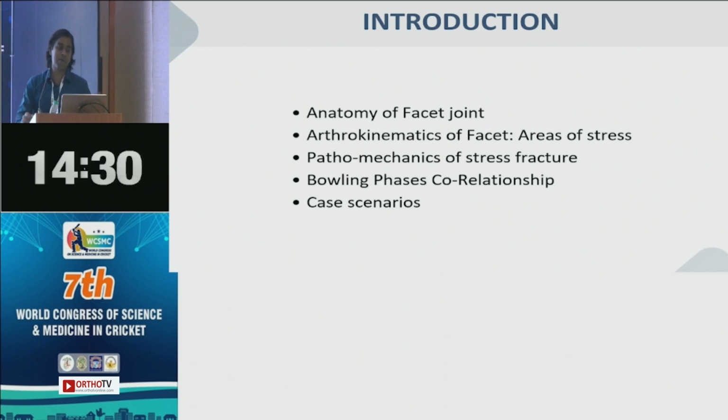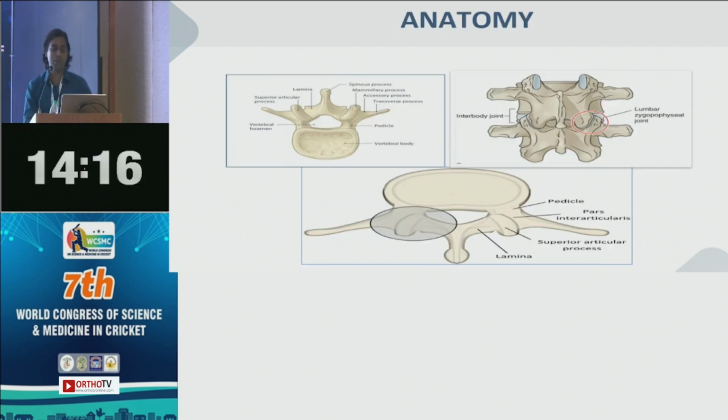I'm going to be speaking about the anatomy of the facet joint, the arthrokinematics of the facet, which is the areas of stress. There'll be pathomechanics of the stress fracture. There'll also be bowling phases and their correlation with those factors. And finally, as I said, there are going to be some case scenarios. So just look at the anatomy part of it.